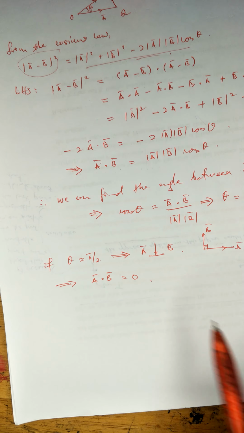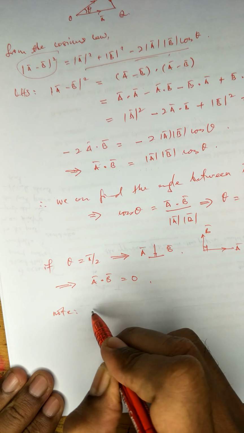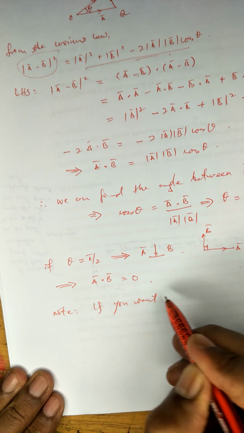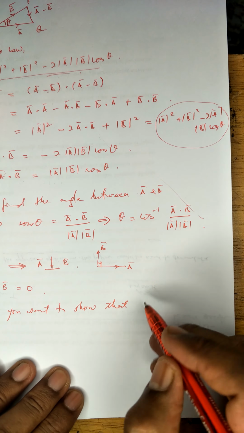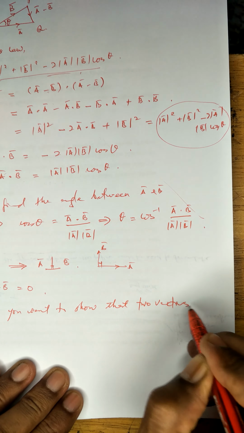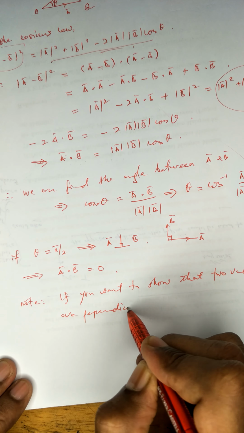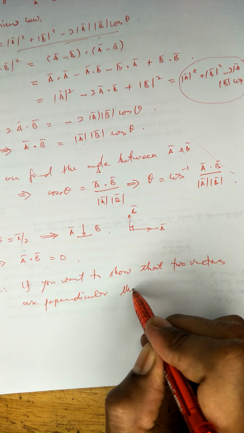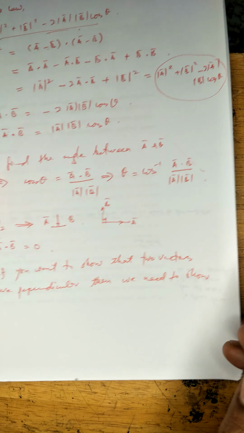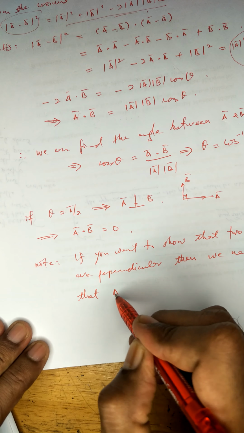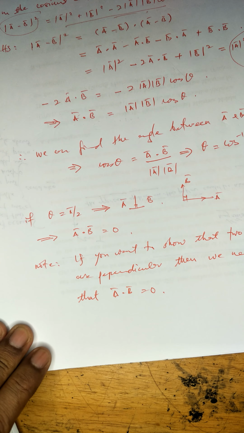So which means, I make a note here, if you want to show that two vectors are perpendicular, then we need to show that a dot b must equal to 0.